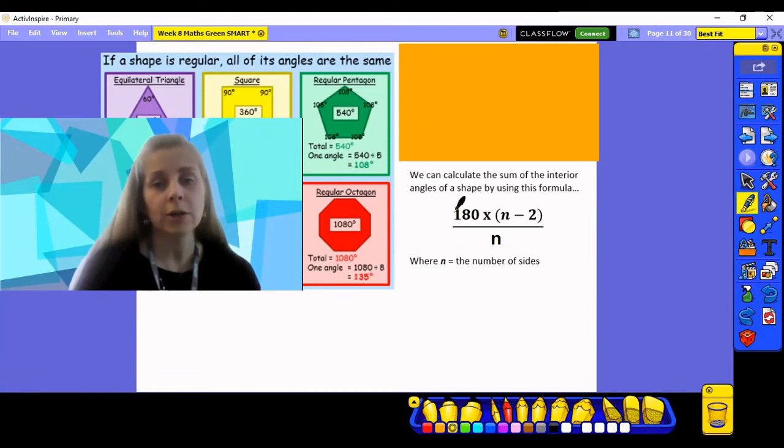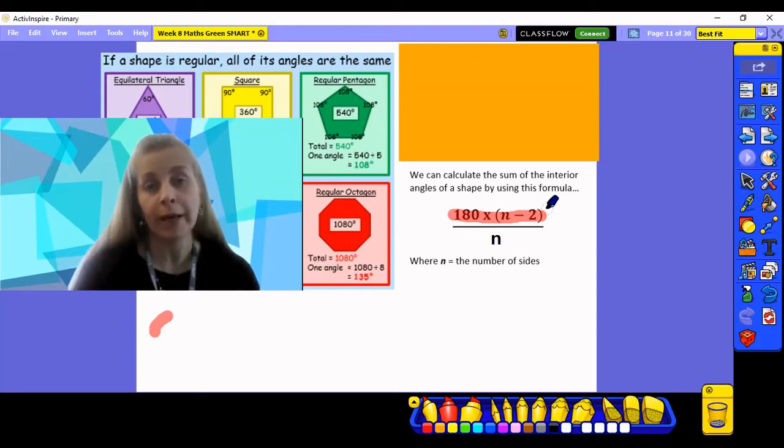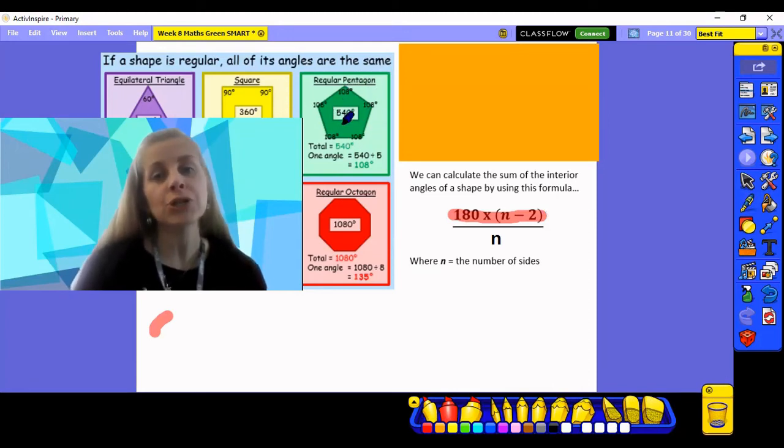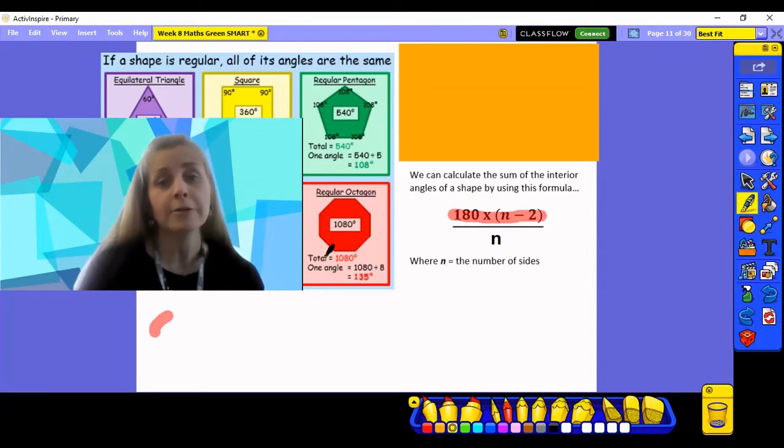If we look at the top of this equation, this piece of information will give us, for any shape, the total of the interior angles. If I look back at our pentagon, we actually know the answer to this, but we can use that to work backwards, so you can see how this formula can be used.